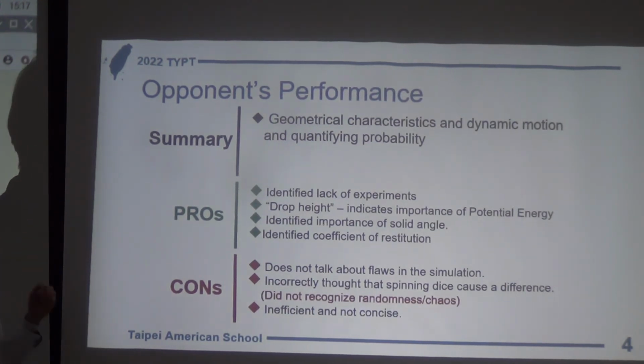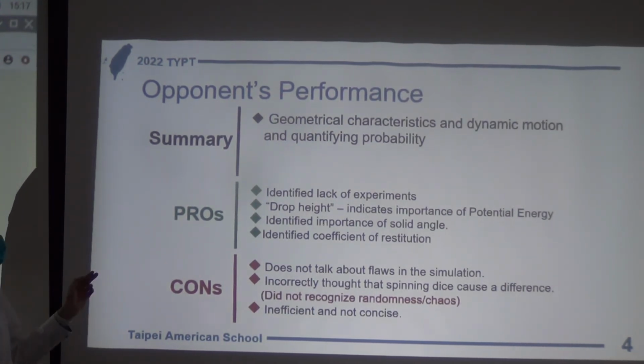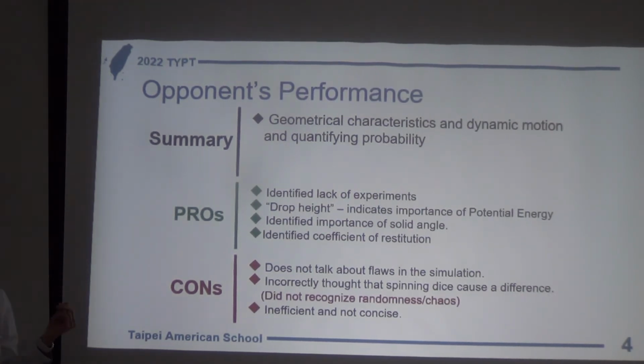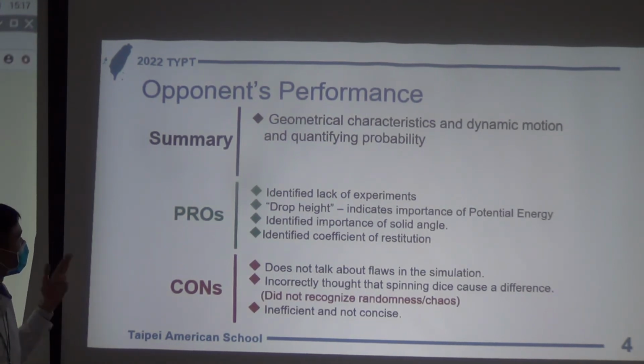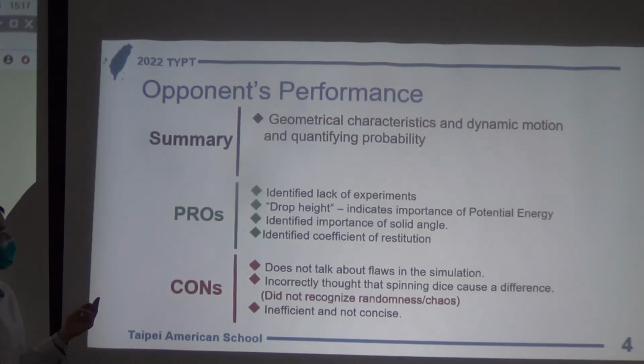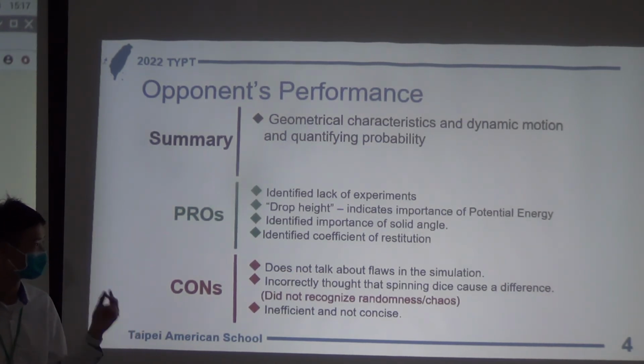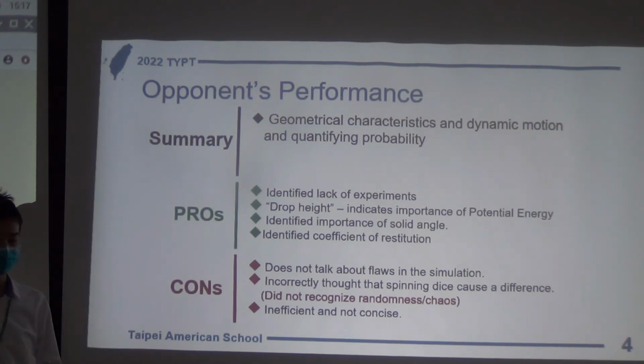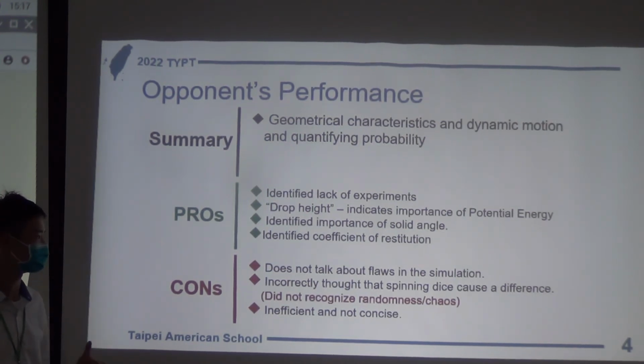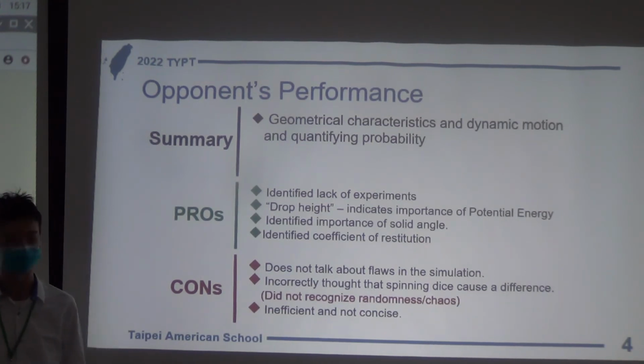For the opponent's performance, for the summary, he mentioned the geometrical characteristics and dynamic motion and quantified probability. The pros were that he identified a lack of experiments. He mentioned drop heights, which indicates the importance of potential energy, and he identified the importance of cross-solid angle and coefficient of restitution. For the cons, he does not talk about the velocity simulation. He incorrectly thought that spinning the dice causes a difference, because in a chaotic system spinning the dice will not cause a difference, and he is inefficient and not precise.